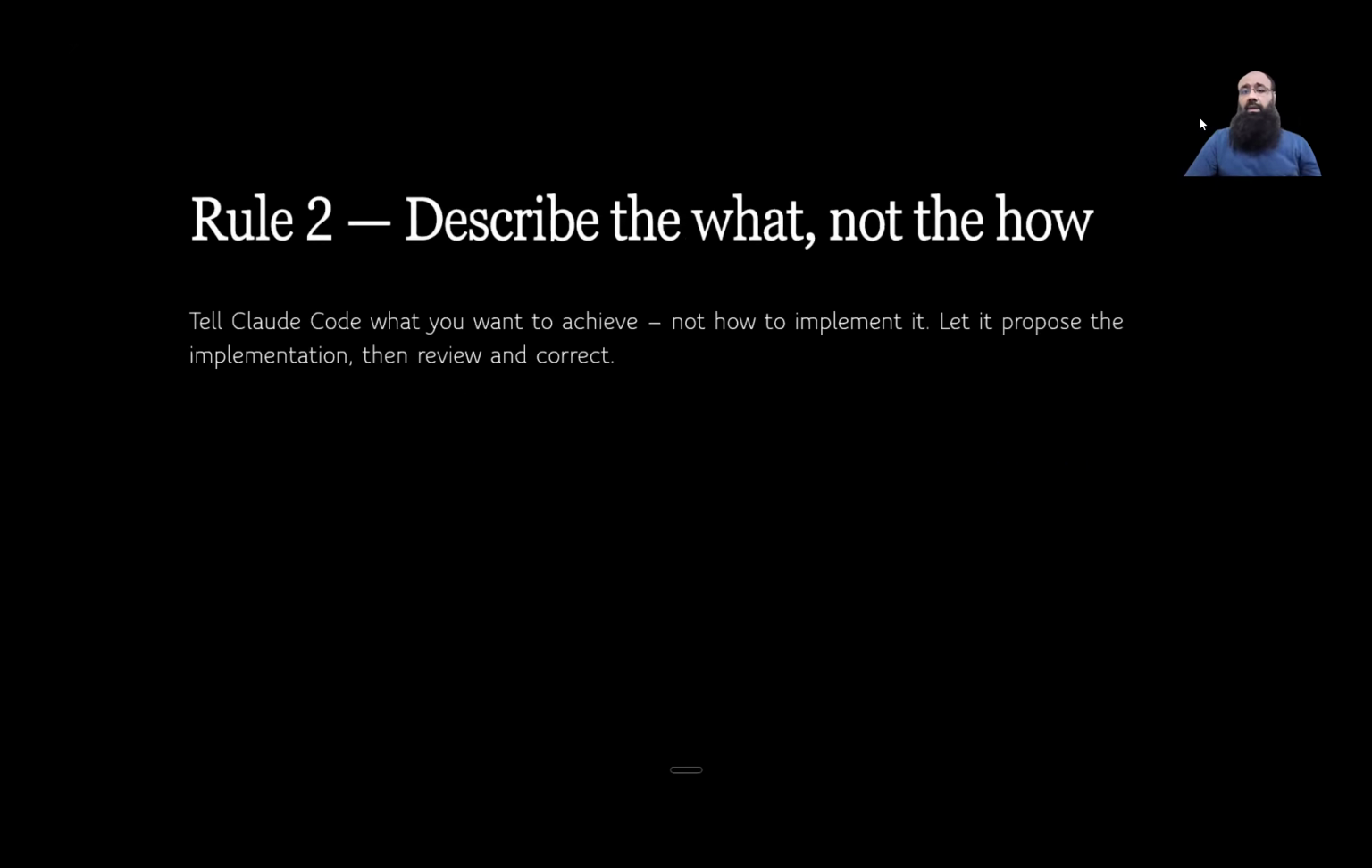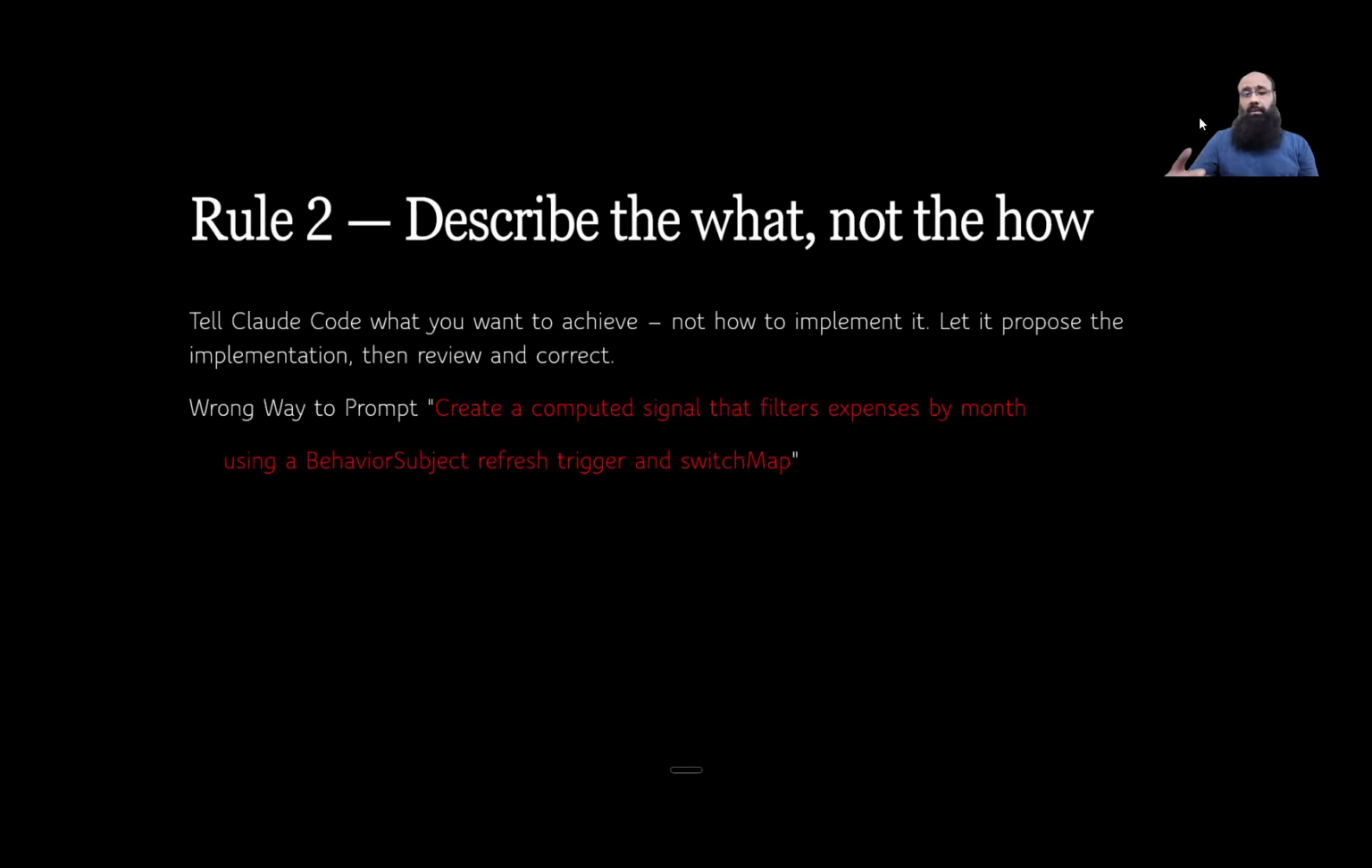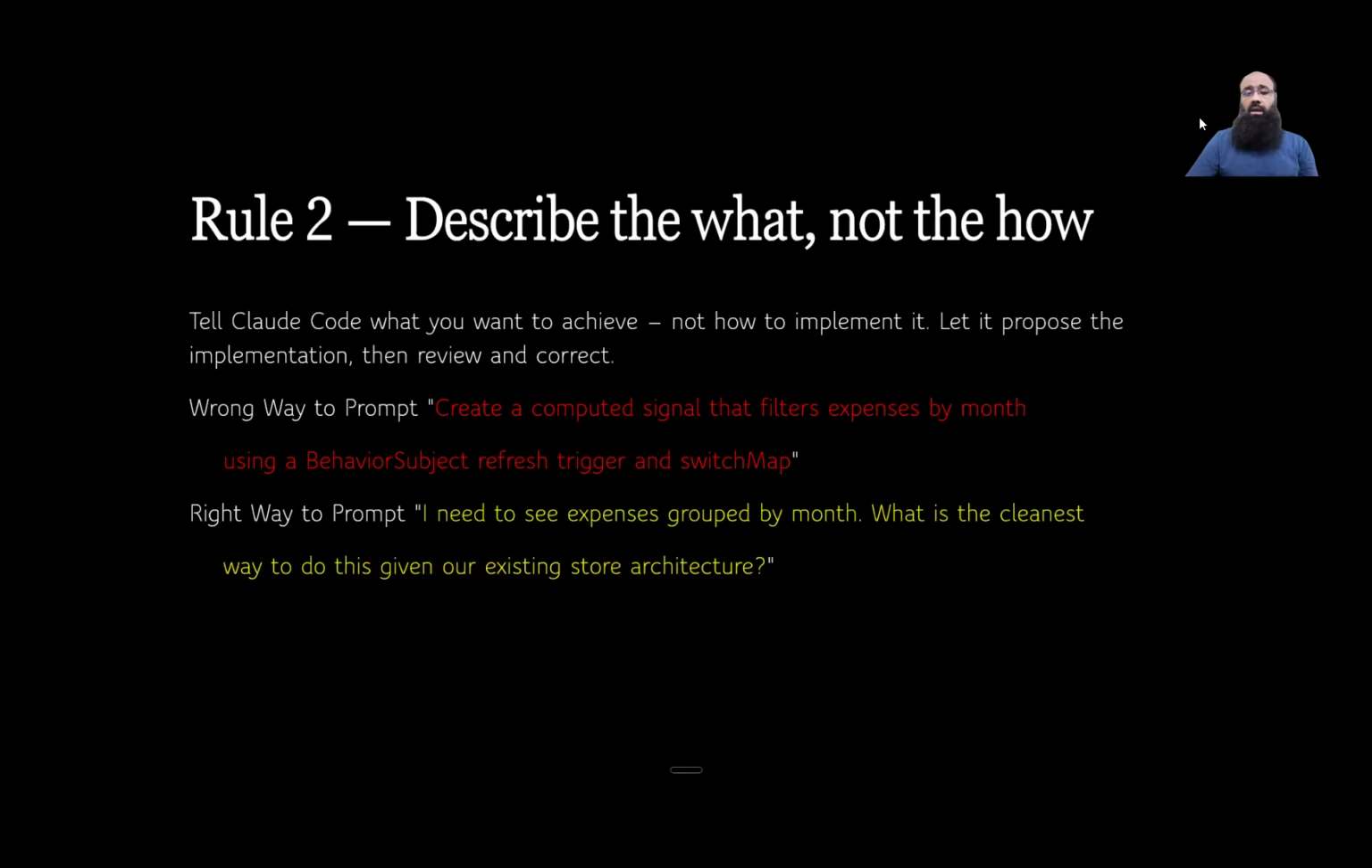The second rule is to describe the what, not the how. We are going to tell Claude Code what we want to achieve, not how to implement it. Let it propose the implementation, and then we are going to review and correct it. So rather than asking it to create a computed signal that filters this and this, the right prompt is to say I need to see expenses grouped by month. What is the cleanest way to do this given our existing store architecture? Now Claude will come up with a better design, and we can revise that.